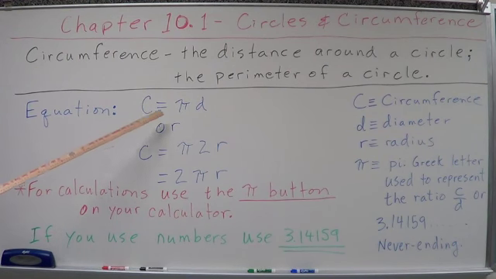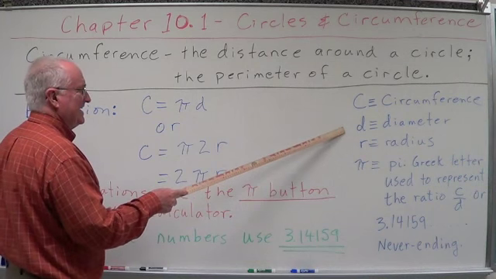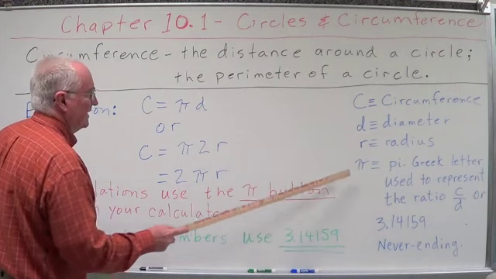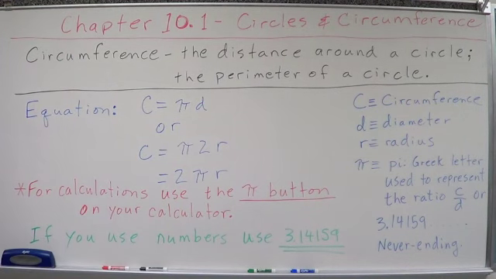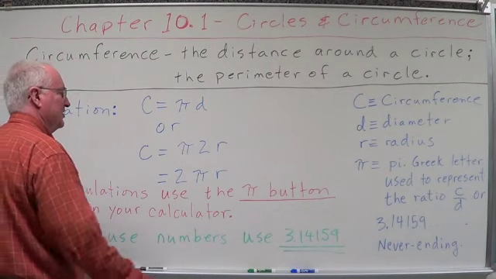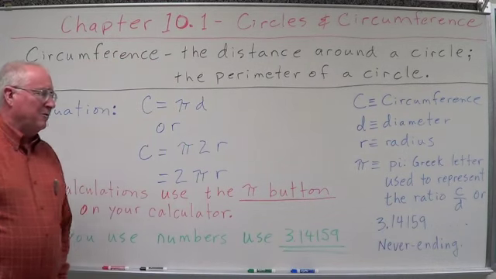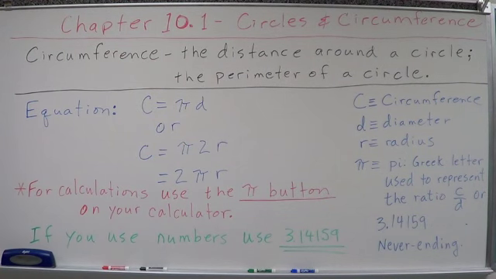We have a couple of equations for that, where C equals pi d. What does C stand for? It stands for circumference. D stands for diameter, R stands for radius, and that symbol stands for pi, the Greek letter used to represent the ratio of circumference divided by diameter, or 3.14159..., a never-ending number. Computers have calculated it out to the billions of decimals and it has never repeated.